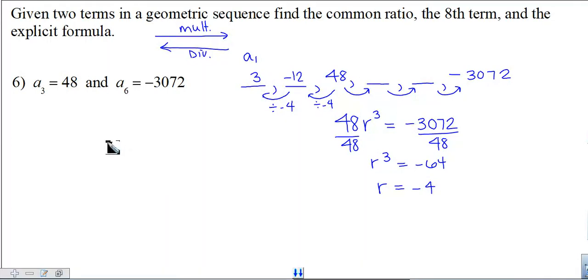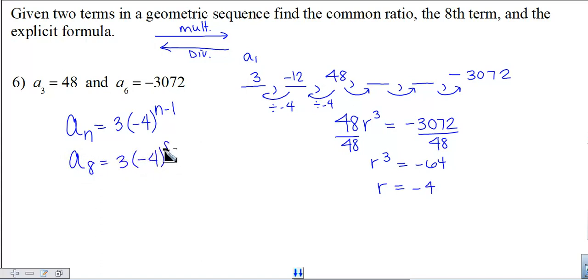Now I can write my explicit formula. A sub n is equal to the first term times the r raised to the n-1 power. I'll find my 8th term by plugging in an 8 everywhere that I see an n. Once I simplify, I find out that my final answer is negative 49,152.